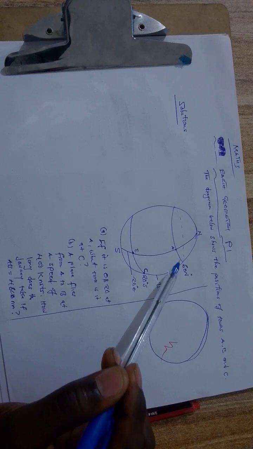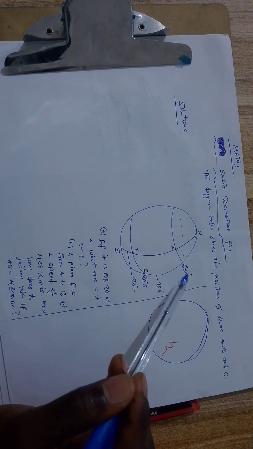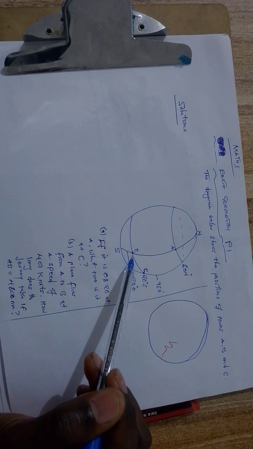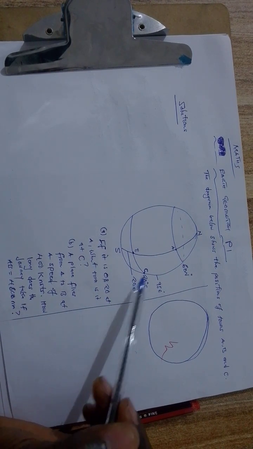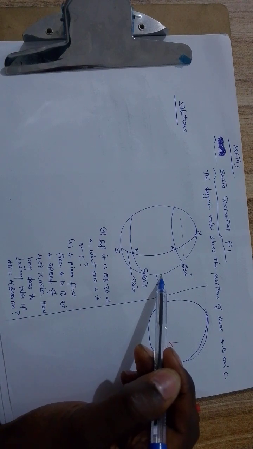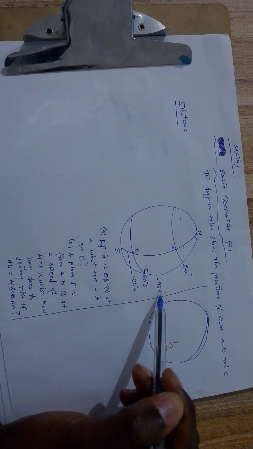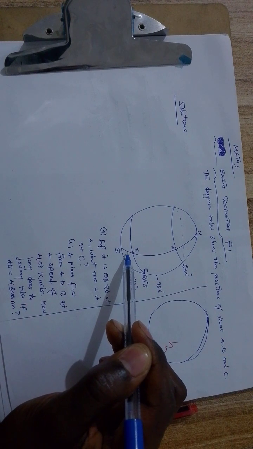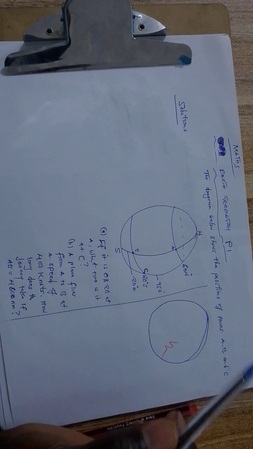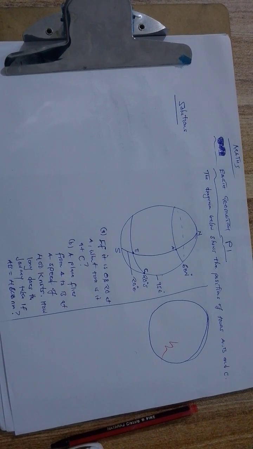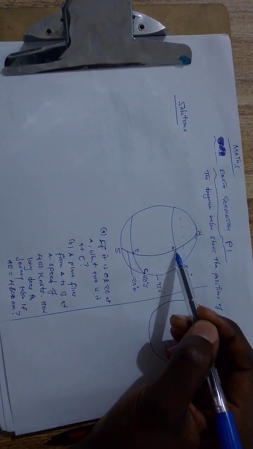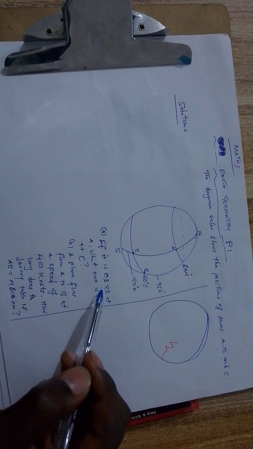Then this latitude, we have 60 degrees north. Then we have another latitude at 20 degrees south. Then we have this longitude at 95 degrees east, and another longitude at 20 degrees east. So the question is demanding us to find the time at C, if at A the time is 0820.